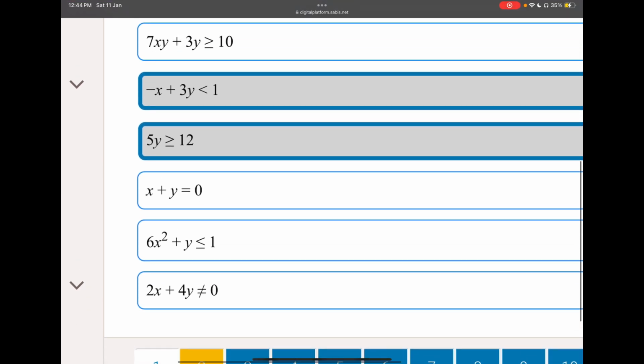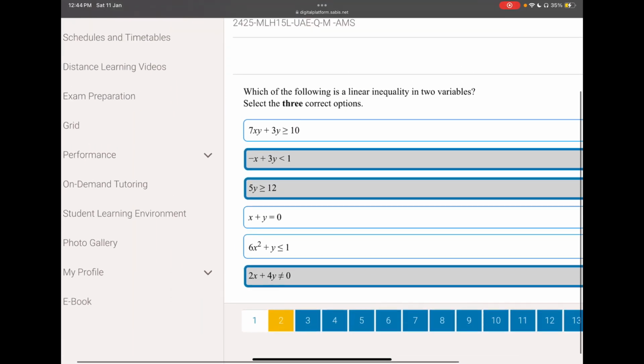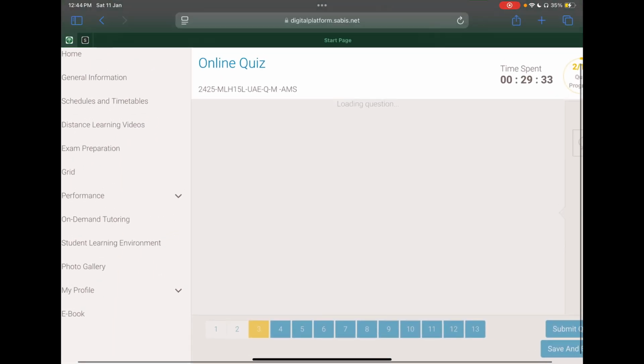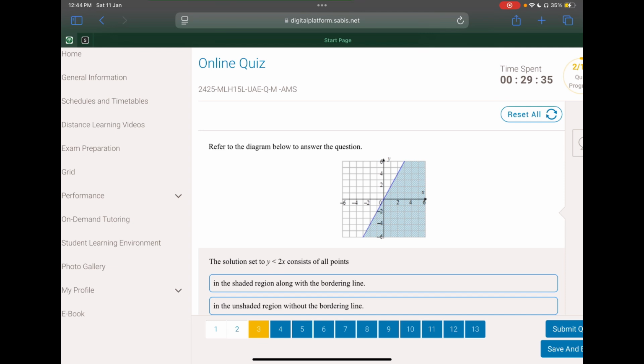We have 6x squared plus y is less than or equal to 1, which is incorrect because we can't have our variables squared. 2x plus 4y is not equal to 0 is a correct answer. Okay, in this question, this is a tricky question. So if you guys don't understand from what I'm saying, then I'm sorry.